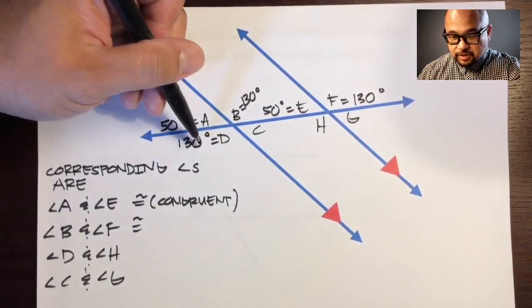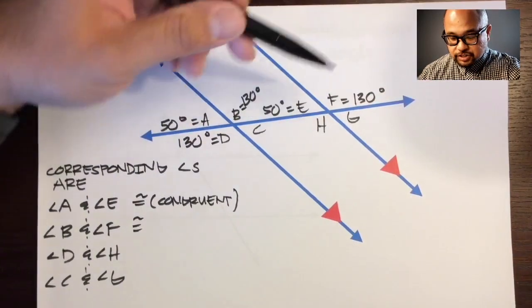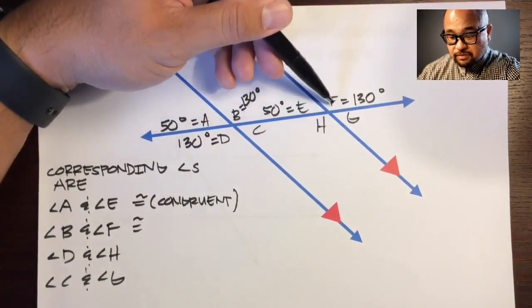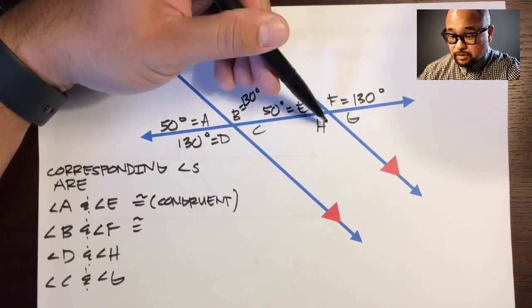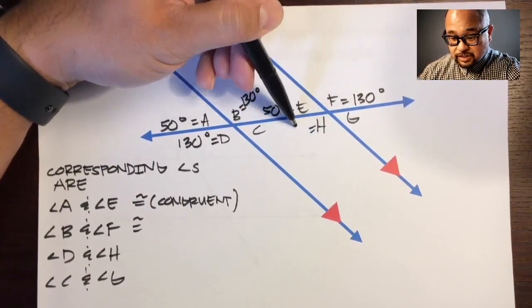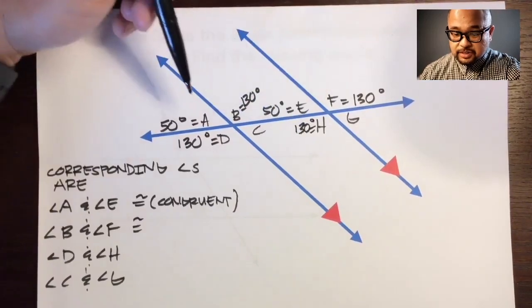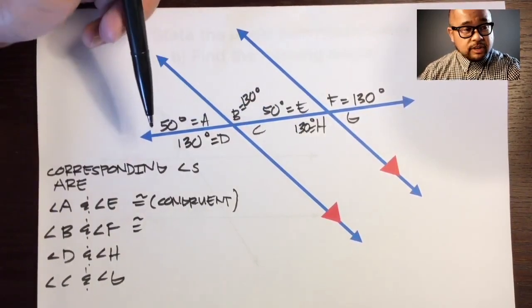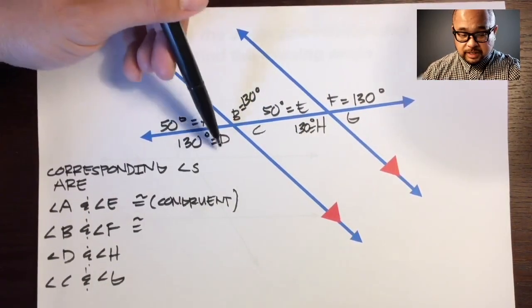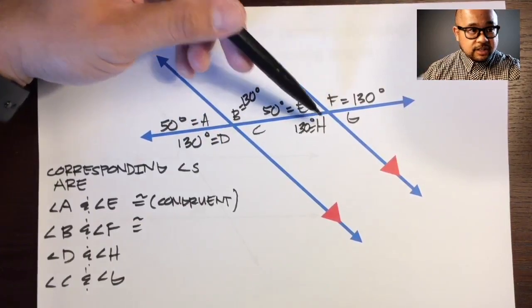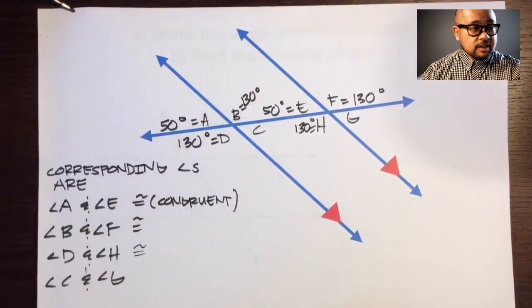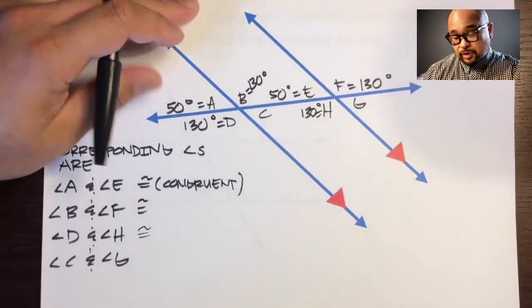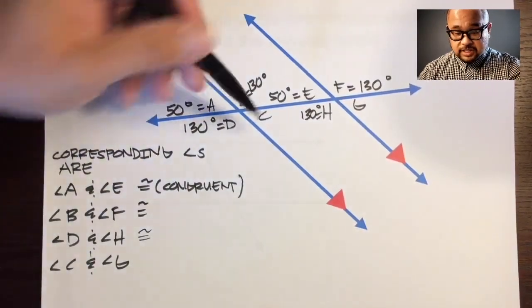Let's look at its corresponding angle, angle H. Angle H is vertical to angle F, and what we know about vertical angles is they are congruent. So angle H is 130 degrees also. What do we notice about this pair of corresponding angles, angle D and angle H? They have the same measure, so they are also congruent, both 130 degrees.